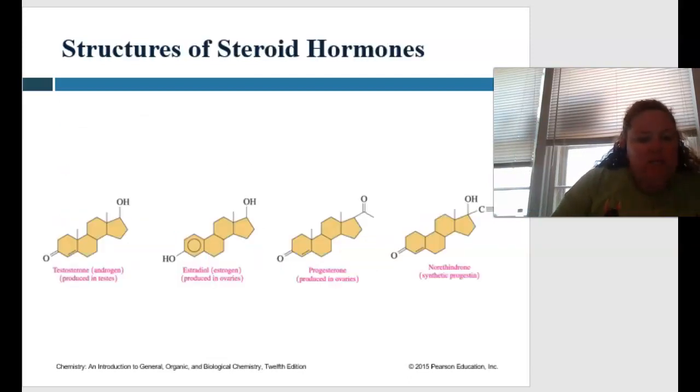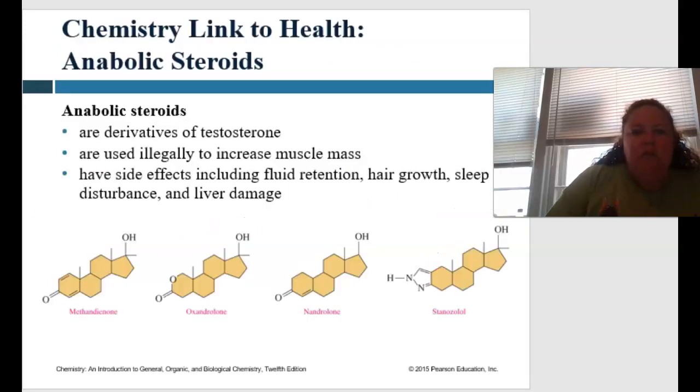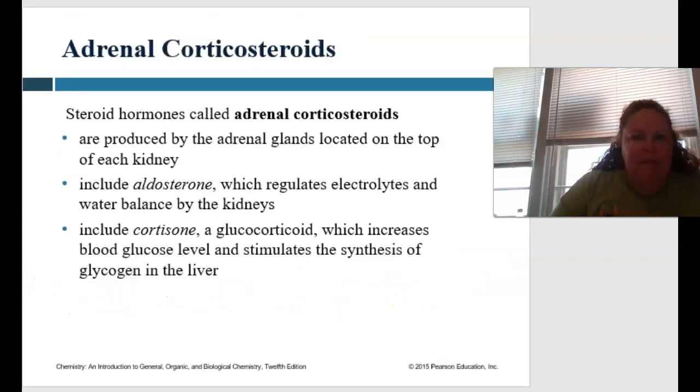So what are the different structures of these guys? Well, you have your testosterone, you have your estrogen or estradiol, progesterone, and norestradiol. You can see that they all have that same backbone, and then the side groups are going to be different, and that's what makes them different between the different steroids. So linking this to health, what are anabolic steroids? Anabolic steroids are derivatives of testosterone, and they are usually used illegally to increase muscle mass. They have side effects such as fluid retention, hair growth, sleep disturbance, and liver damage. And there's a subset of them that you can see there.